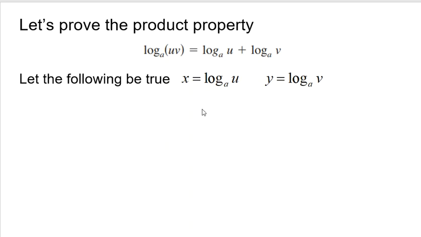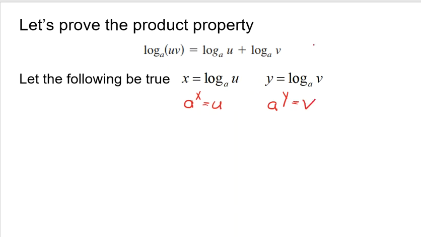So the first thing you have to do is let each log equal a value. I just went with x and y. It was just simple. I could have used m and w or m and p or q and t. It doesn't matter. So I'm letting x equal log base a of u, and I'm letting y equal log base a of v. So the first thing I can do is use the definition. Remember, the definition says a to the x equals u, a to the y equals v.